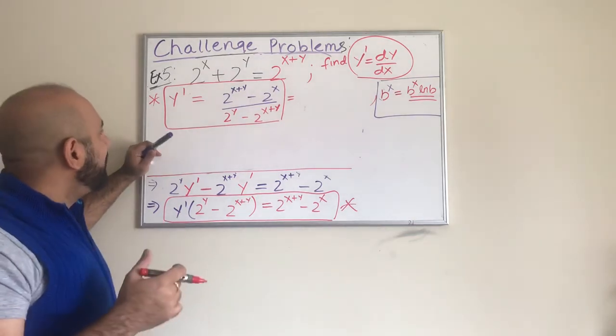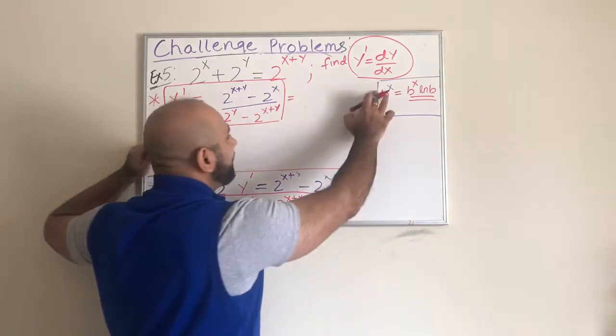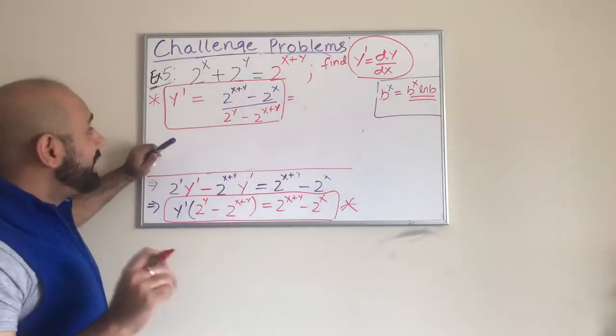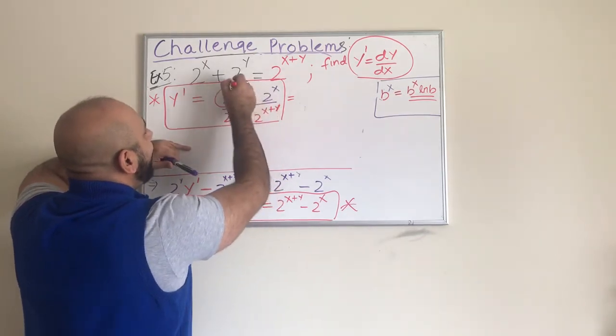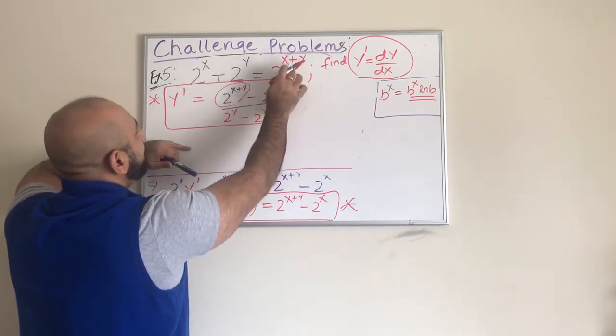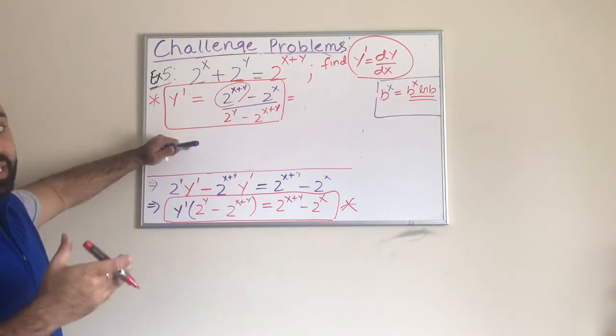So I looked at this, and then I looked at my answers. Again, it did not match up with any of the options. Then I looked back, I checked my work, I still had the same thing. Guys, then I realized that this quantity 2^(x+y), I already have it. 2^(x+y) is 2^x plus 2^y. It was already provided to me as an equation.